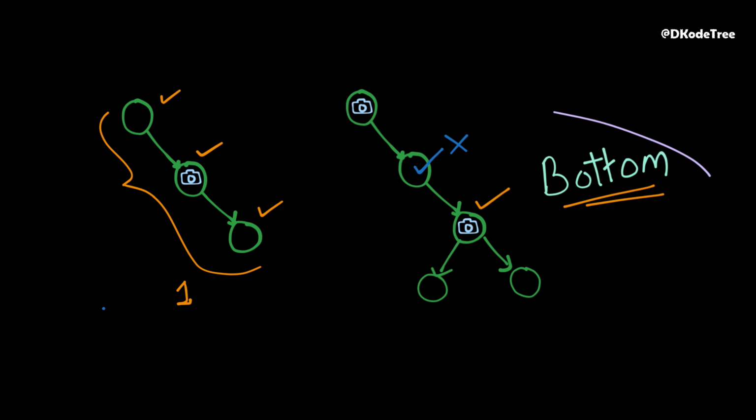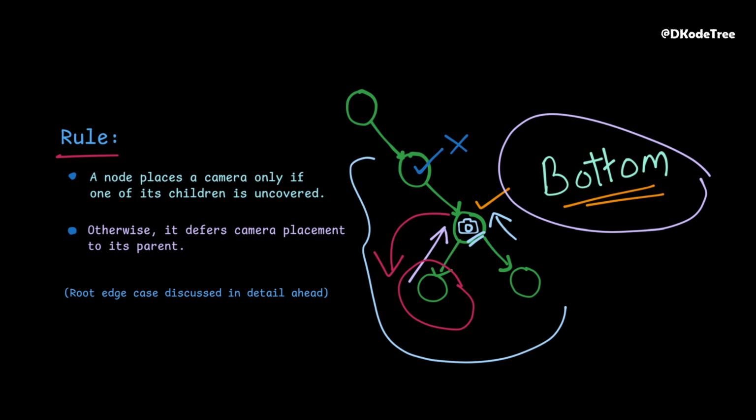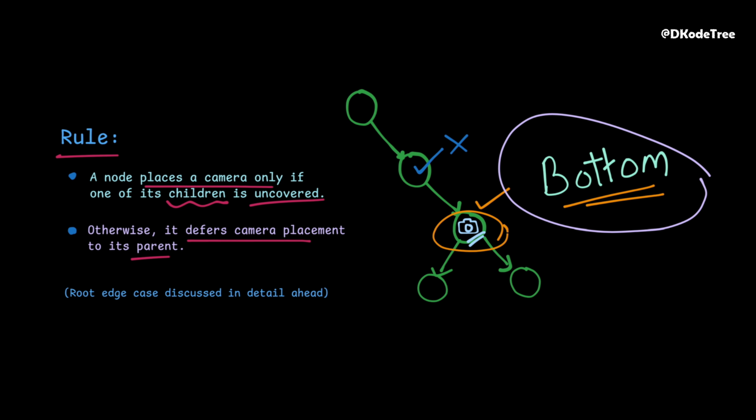The bottom-up or post-order strategy works here because we delay placing a camera until it's absolutely needed. This gives each node a better chance to get covered by its parent, which pushes cameras as high as possible in the tree where they can cover more nodes. So the rule we are following is pretty simple. A node places a camera only when one of its children is uncovered. Otherwise, it defers placing a camera and lets the parent handle it. This means the camera placement at any node is determined entirely by the coverage requirements of its children and not by the node's own needs.